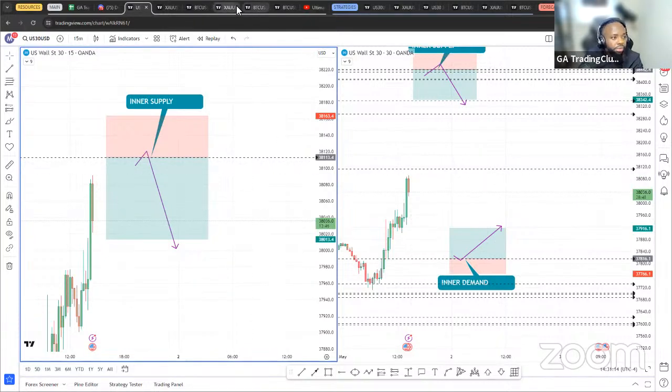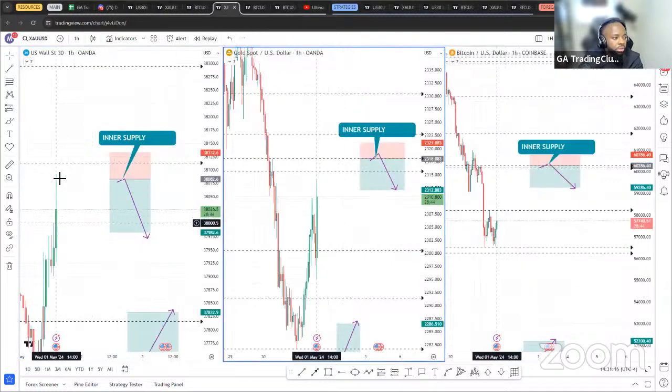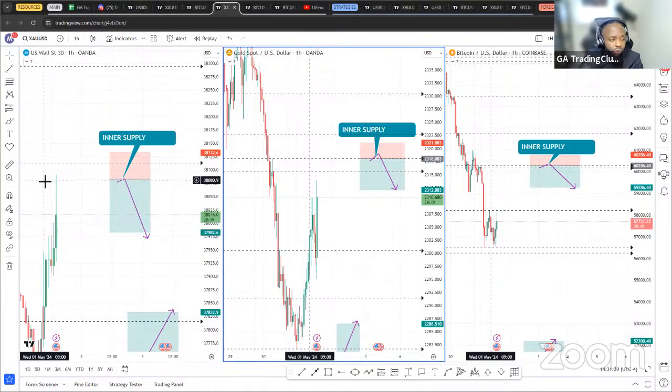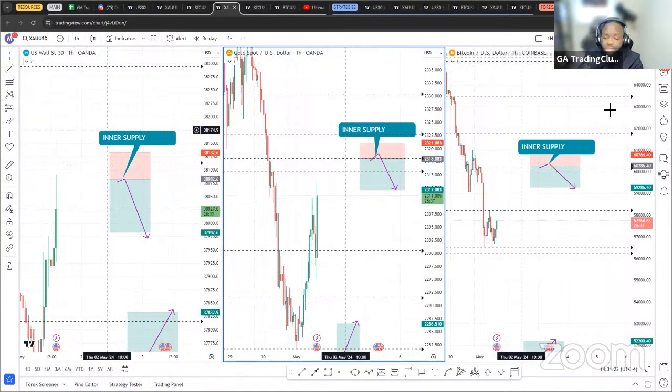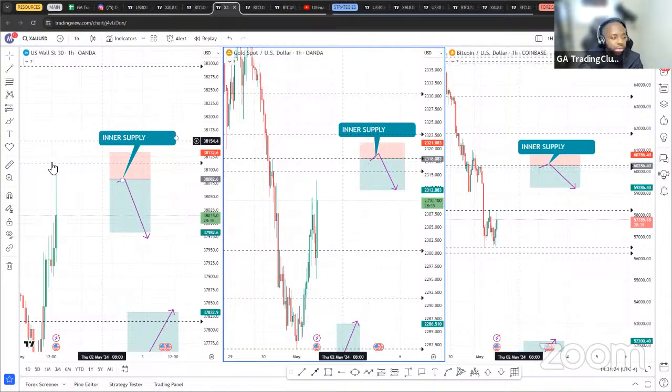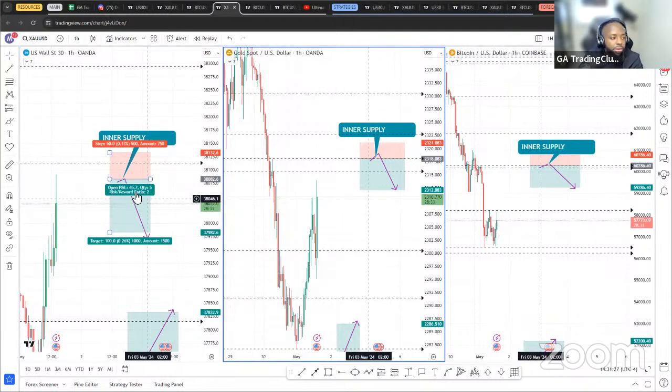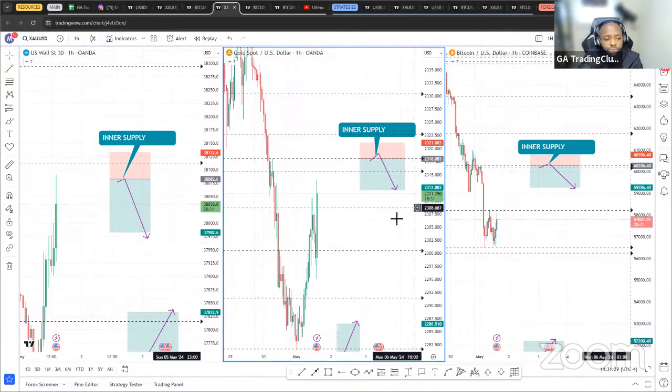So US 30, you can see price got to the hourly supply. So if anybody had a confluence for hourly supply, you would be in the trade and you would be running in profit and you'd be at break even there. But again, for me, I'm waiting for 5 minutes.